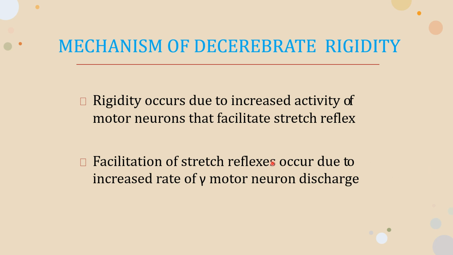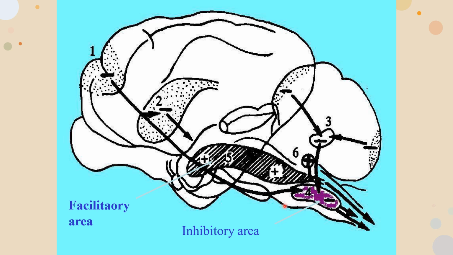What is happening? The stretch reflexes are continuously facilitated. It means the inhibition of stretch reflex is lost. We will see why that inhibition is lost. This is the picture which I have told you now, facilitatory area and inhibitory area. Because the section is made at this level, the inhibition of this stretch reflex is lost.